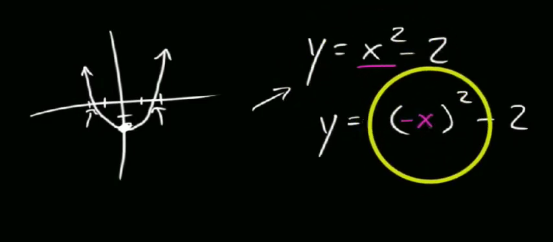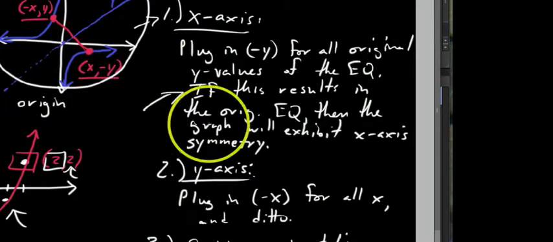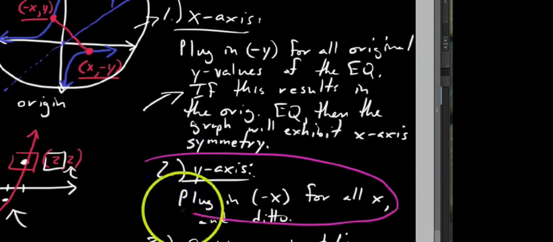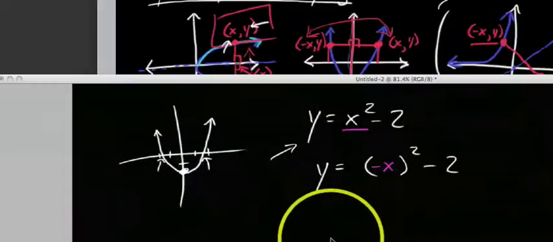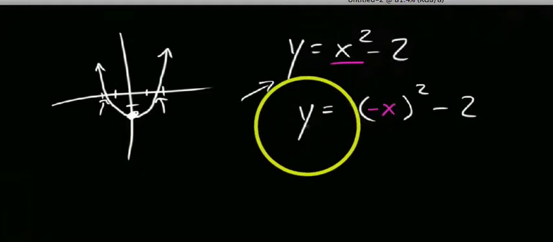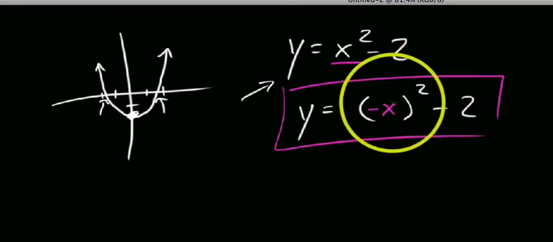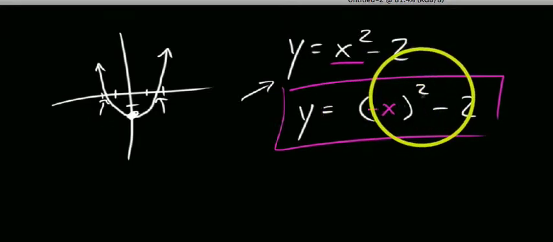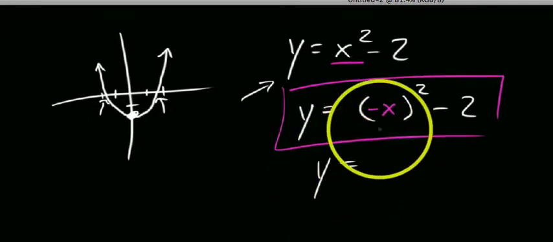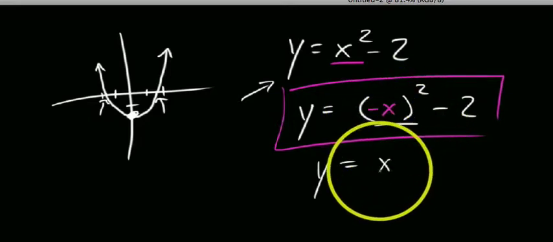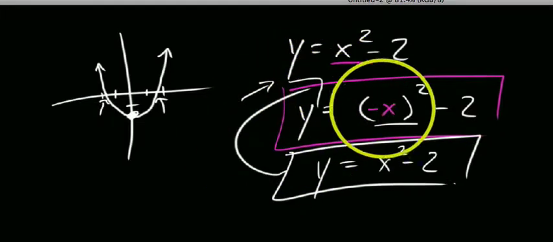I want to show you what happens here. We know this is going to have y-axis symmetry, so according to the rules we had written over here, it should result in the same exact equation we started with. We're taking negative x squared, and anything times itself should result in a positive. So this would result in y equals positive x squared minus 2, the same exact equation we started with.